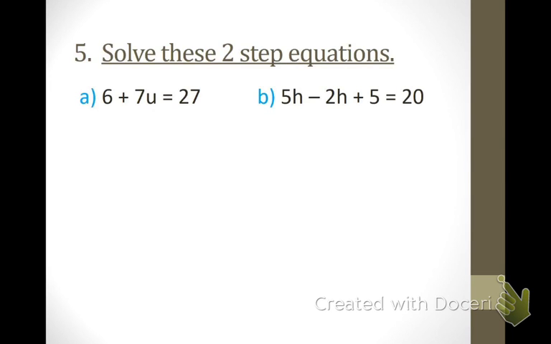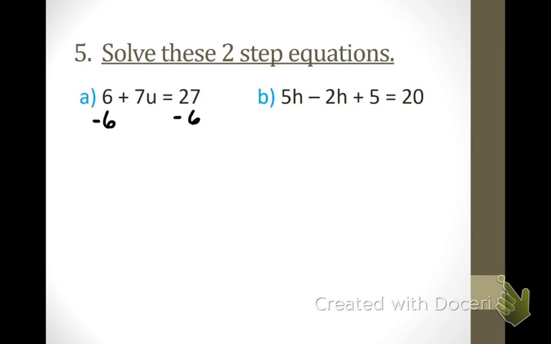Solve these 2-step equations. So there are 2 things that are keeping the variable from being able to be by itself. If you remember in our notes from yesterday, I said never do something with the number that is attached to the variable first. You always want to add or subtract and then multiply or divide. So what should I get rid of that's on the side of the U first? Positive 6. Okay, what's the opposite of positive 6? Minus 6.